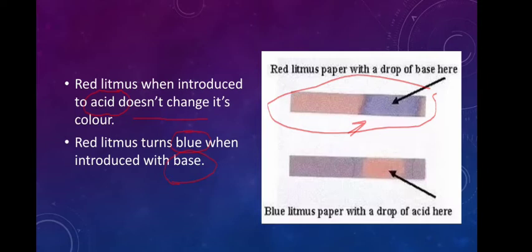Children, now what you can do, you can open your science textbook, chapter 5, acids, bases and salts, and you can refer to activity 5.1. In that activity, some substances are given. One table is also there.